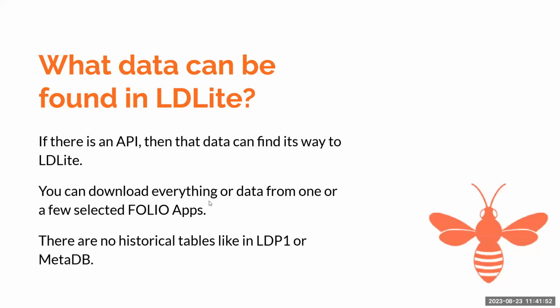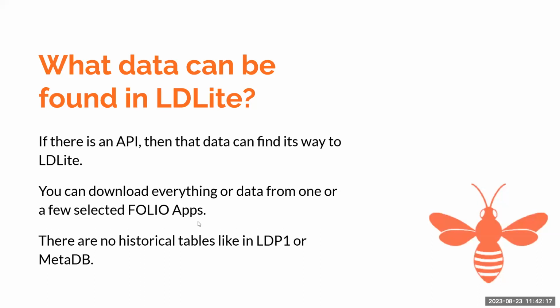But you can download everything or data from one or even a few selected FOLIO apps. So what does that mean? If I just need information for orders, then I can just download data from the orders API. If I need everything, then you download everything that you can get your hands on.